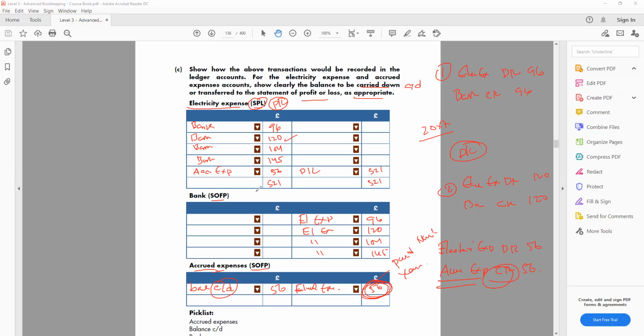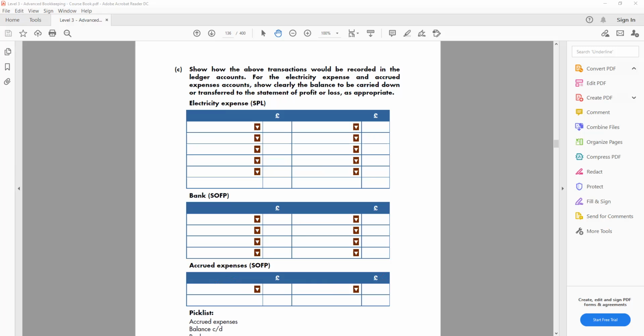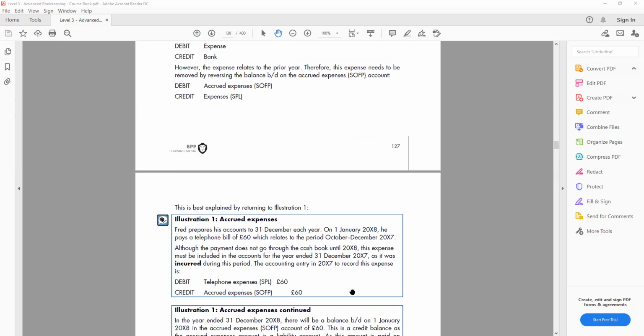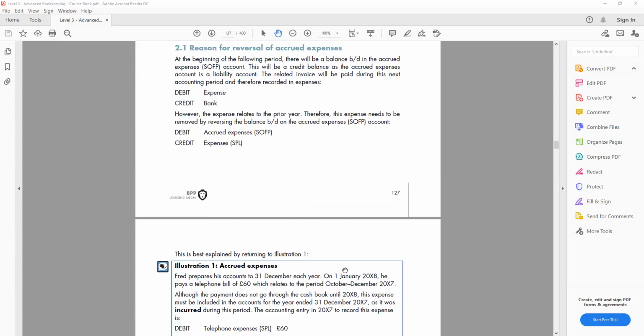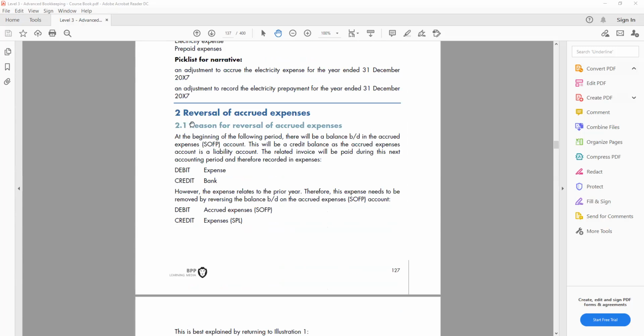So for this question, all of this you need to understand. That's it. Let's move on to the next question and have a look at what happens when this liability is paid off. This is called reversal of accrued expense. What happens here? It's the reason for reversal of accrued expenses. Let's read this one quickly.